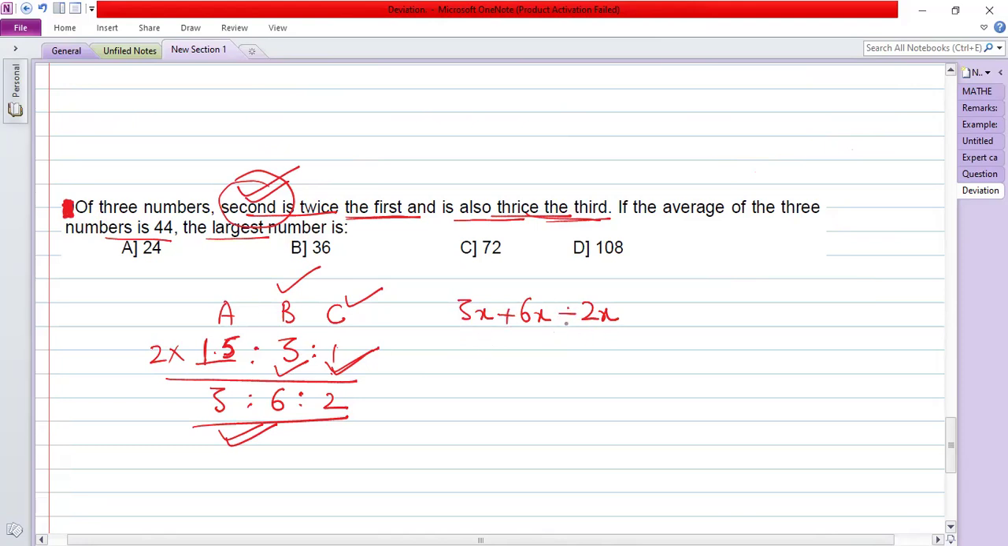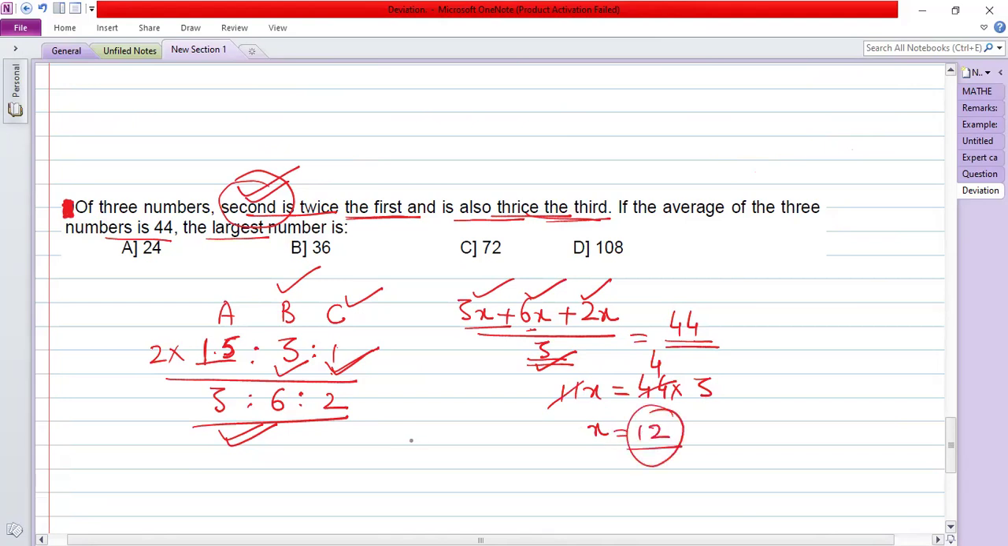So if we add these and divide by 3, this is the average of the numbers: the sum of the numbers divided by the number of numbers. And that is given to be 44. So we have to mainly solve this. 6 plus 3, 9 plus 2, 11, so 11x equals 44 into 3. Please do not try to multiply 44 and 3. There is no need, because one can very well see that this 11 will cancel out with this. So x will be nothing but 12.